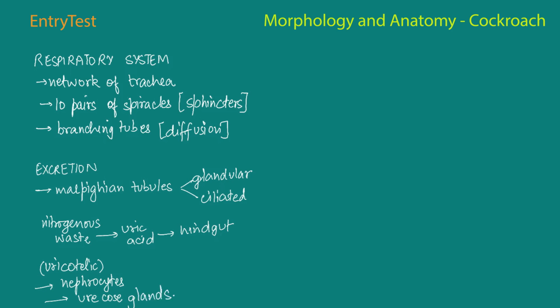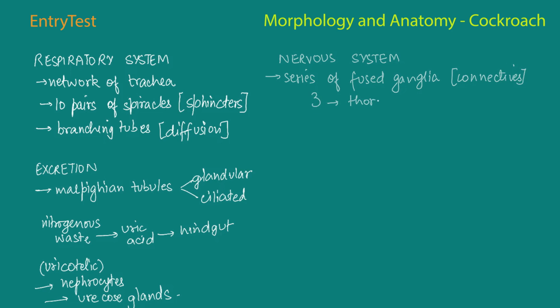The next important system is the nervous system. Now the nervous system has a series of fused ganglia that are joined by connectives on the ventral side. 3 of these lie in the thorax, and 6 lie in the abdomen.